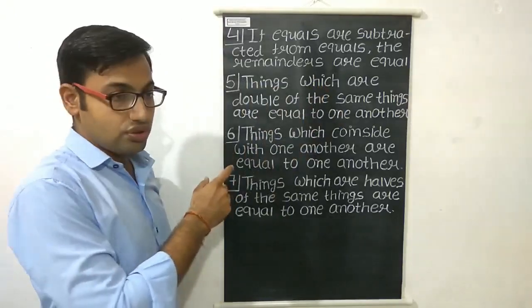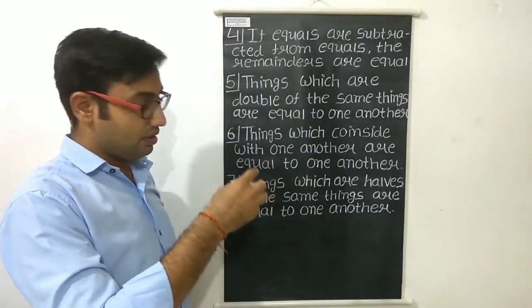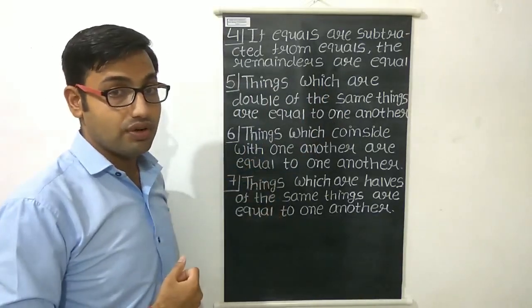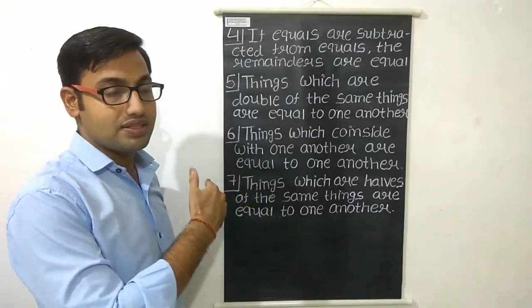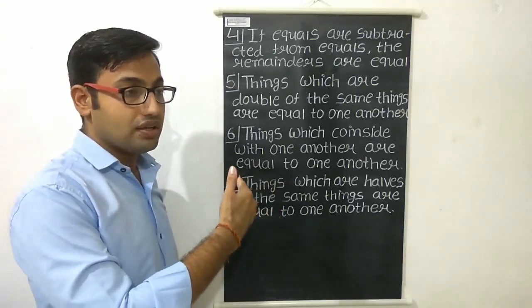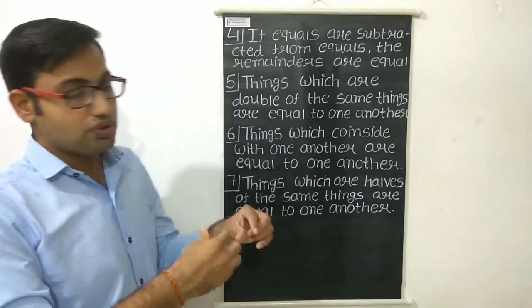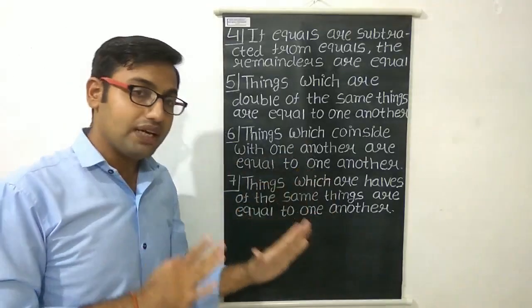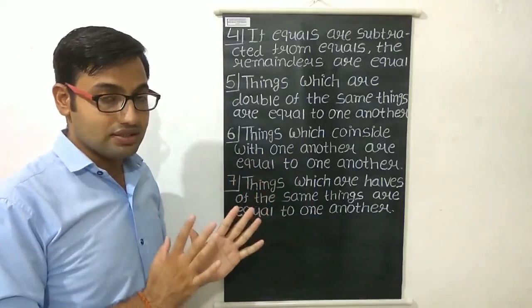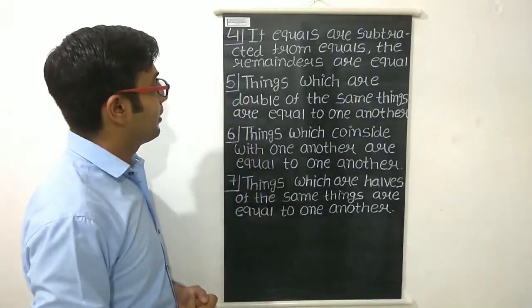Now the fourth axiom is if equals are subtracted from equals, the remainders are equal. This is also the same thing that we have used while solving linear equations in one variable. Whenever we want to subtract something from the left hand side, we must subtract that value from the right hand side also. That means we have to subtract equal values from both sides. That is why the equality remains as it is.